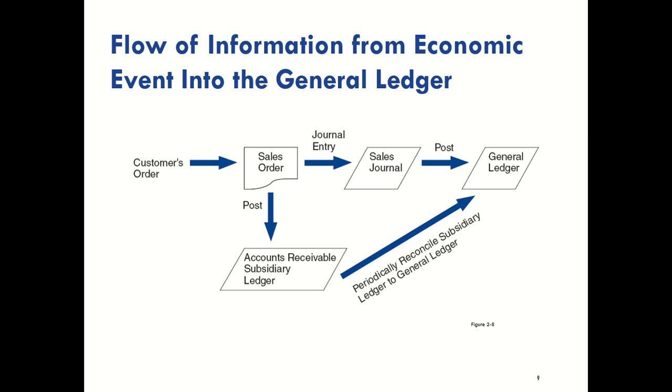Okay. On the other hand, kapag meron din tayong sales order, it will be posted immediately as well to our accounts receivable subsidiary ledger. Then, continuing it, yung sales journal mapopost sa general ledger. So, periodically, nire-reconcile yung subsidiary ledger ng accounts receivable at saka yung general ledger na accounts receivable. Okay? So, this is just an example of an economic event, how it works in the manual accounting system up to the general ledger.